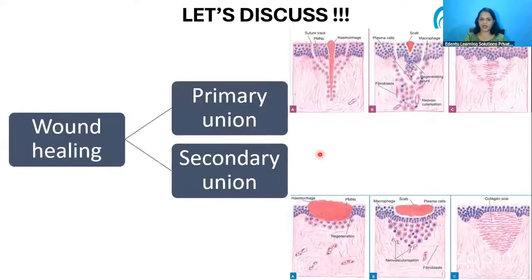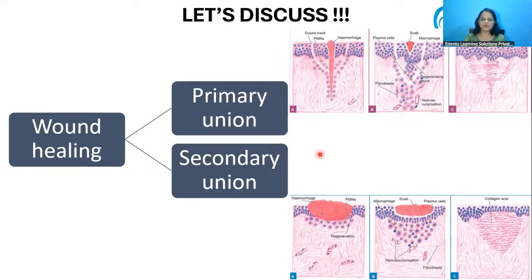So first you have to know about the wound healing process. Wound healing can take place by two processes. There is healing by primary intention, also called primary union, and there is healing by secondary intention, which is called secondary union.